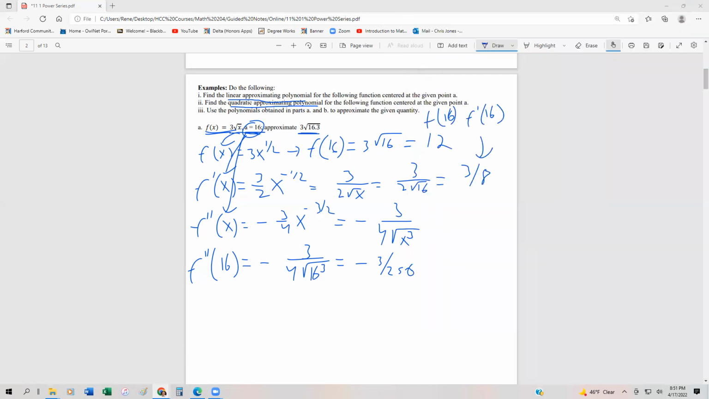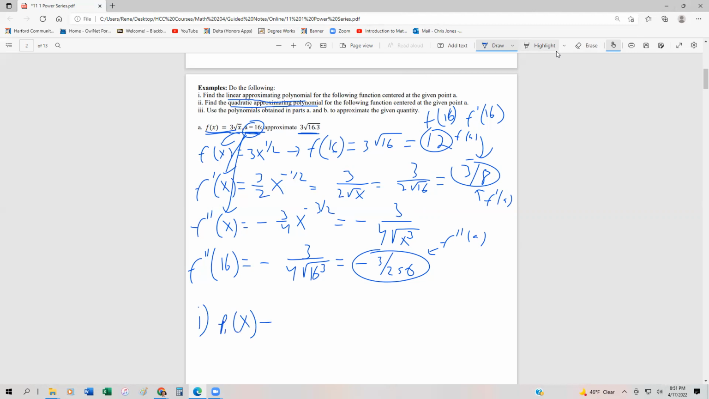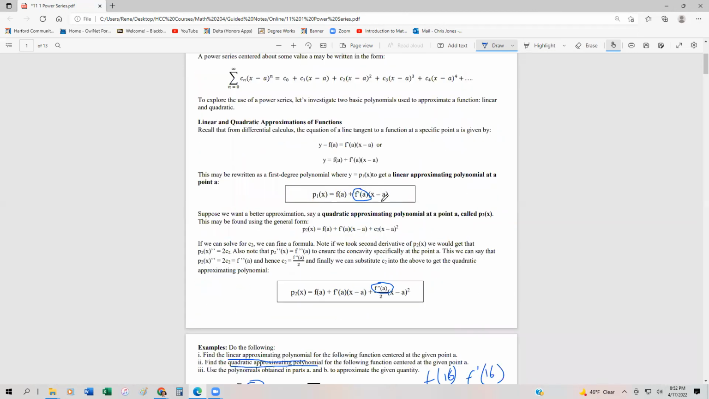All right, so these are the values that we're going to hold on to. Okay, so this is our f double prime at a. We know that this is f prime at a. Okay, so we're going to hold on to that. And this is f at a. Right. So if we wanted to find for part I the linear approximation, I'm going to call that p sub 1 of x. That's equal to, remember, f at a plus f prime at a, x minus a. Okay, and I got that directly from this formula right here.